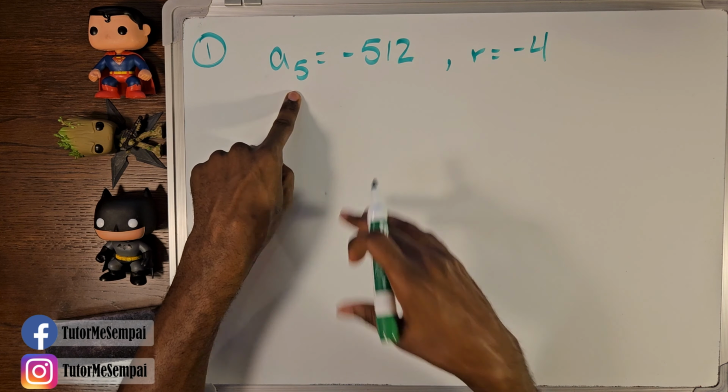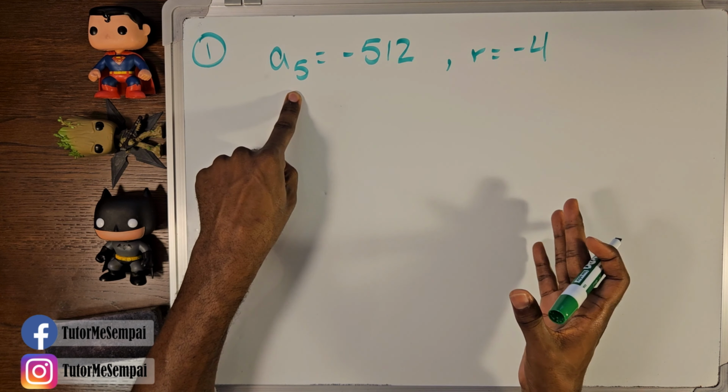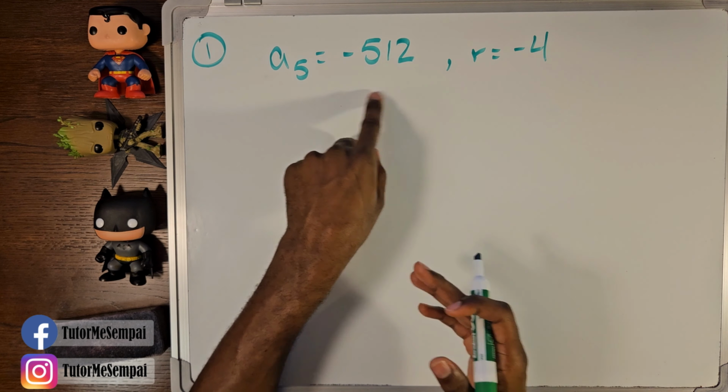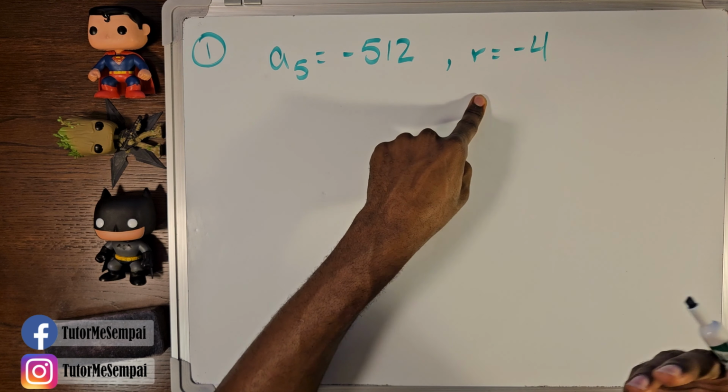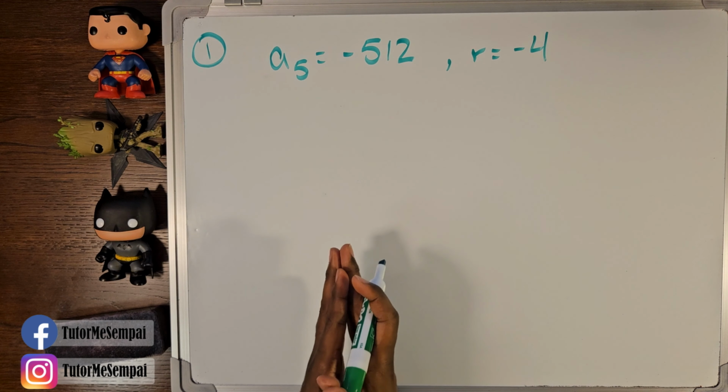So notice we're given an arbitrary nth term, in this case our 5th term of our geometric sequence, a sub 5. And that's going to be negative 512. And we're also given our common ratio, which is going to be negative 4. We're going to use that to find our recursive formula.